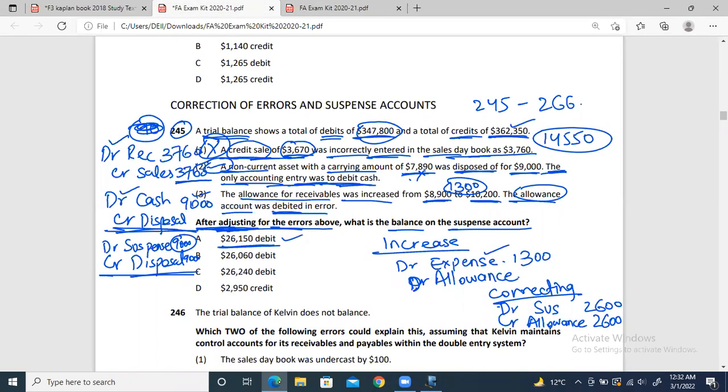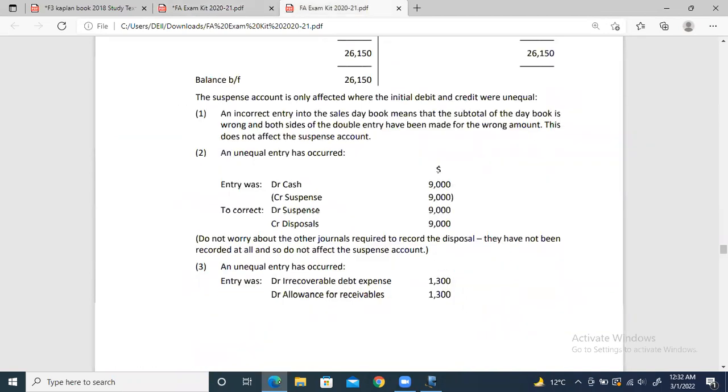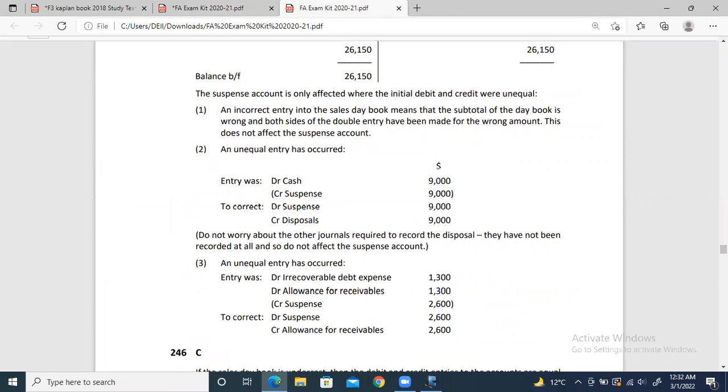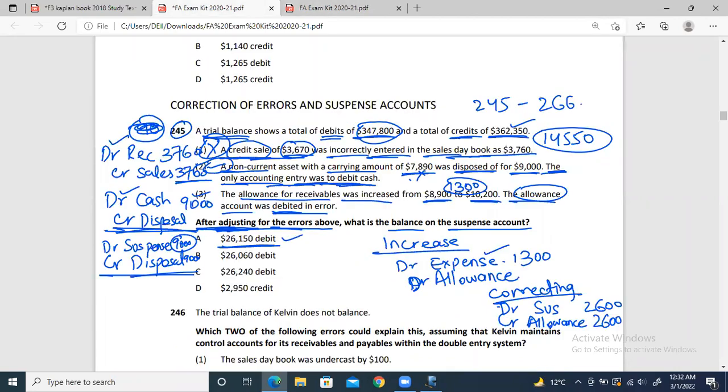26,150. Now in the solution, if you look, it's a very difficult approach: what actually should have been done, what we have done, what the correcting entry was. It's very confusing to understand. So just focus on one simple phrase that I've told you: focus on the mistake over here. What mistake have we made? And mistakes sometimes can be very tricky. We have to carefully read the requirement of the question.